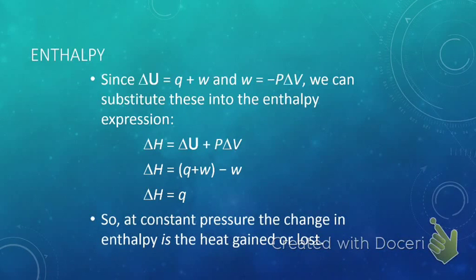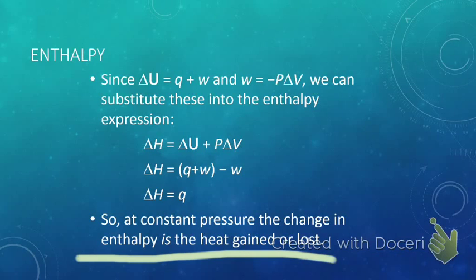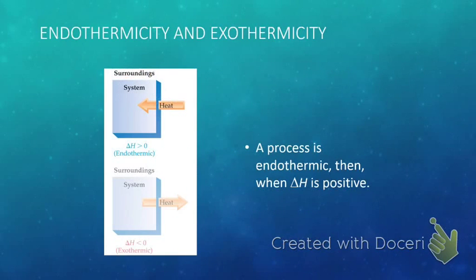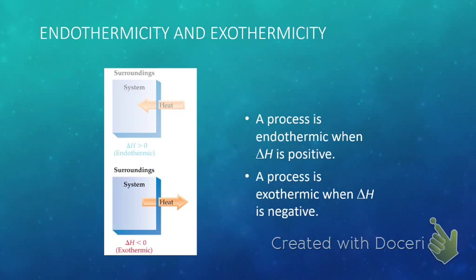So whenever pressure is constant, the change in enthalpy is the heat gained or lost. I can't stress that enough. So since most of the conditions that we're working under, the overall pressure is constant, then we can simplify enthalpy down to heat. Why is this important? This will let us know for sure that any time that the delta H is positive, it's going to be an endothermic reaction. And any time that the delta H is negative, it's exothermic.